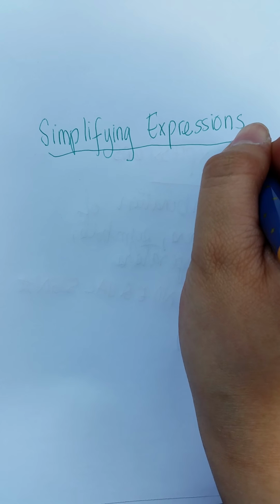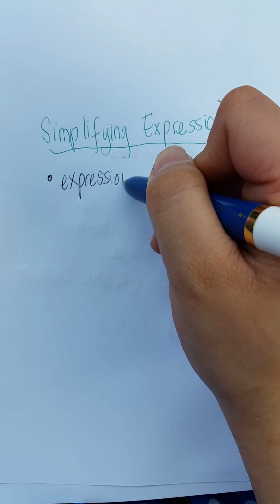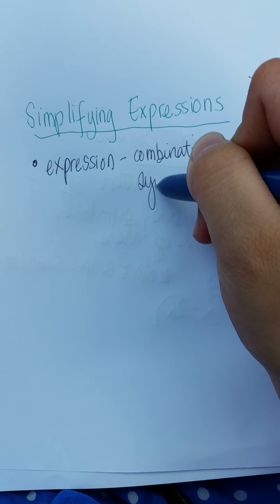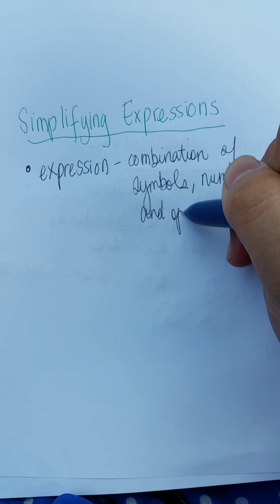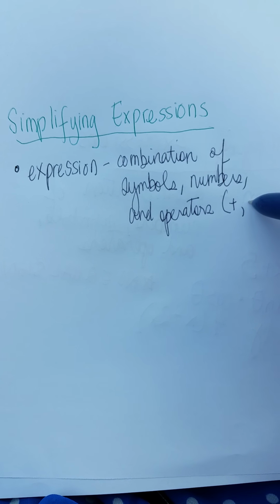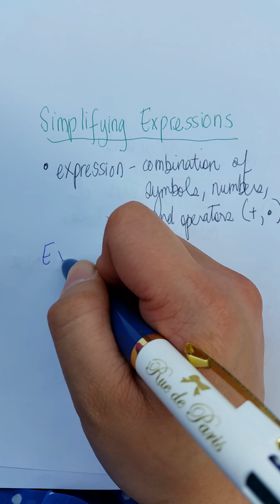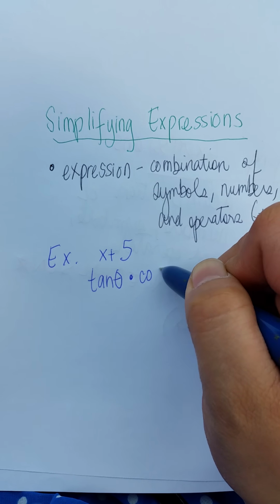Okay, so today we're going to be talking about simplifying expressions. Okay, so remember, an expression is a combination of symbols, numbers, and operators like plus or multiplication. Okay, so an example would be x plus 5 or tangent theta times cosine theta.